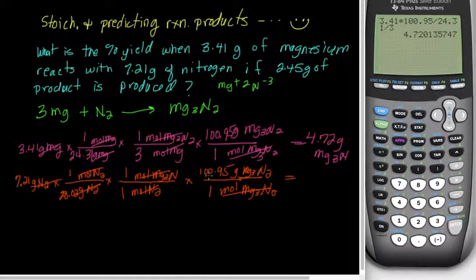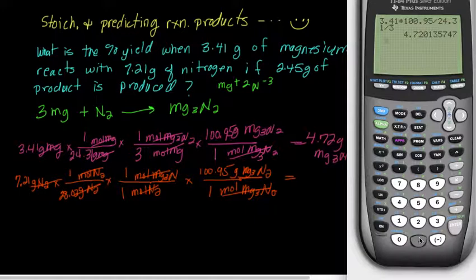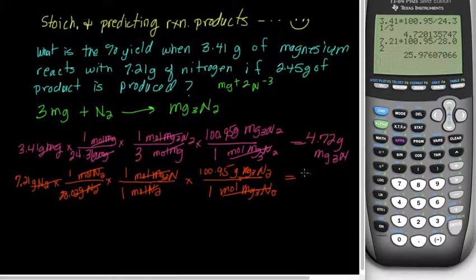So let's do that one. Oh, this one's going to be quite a bit more than that one, it looks like. 7.21 grams times 100.95 divided by 28.02. That's 26.0 grams, to the correct number of sig figs. 26.0 grams of magnesium nitride.